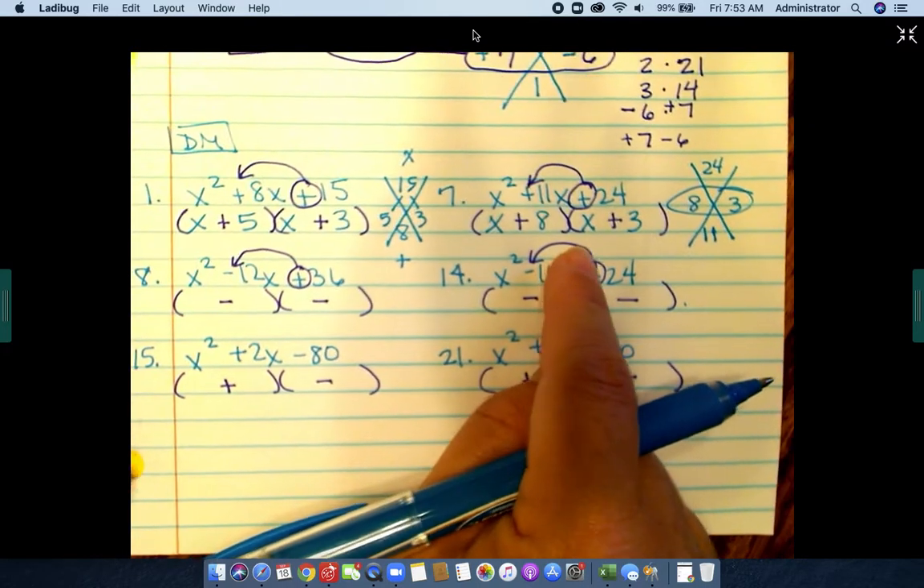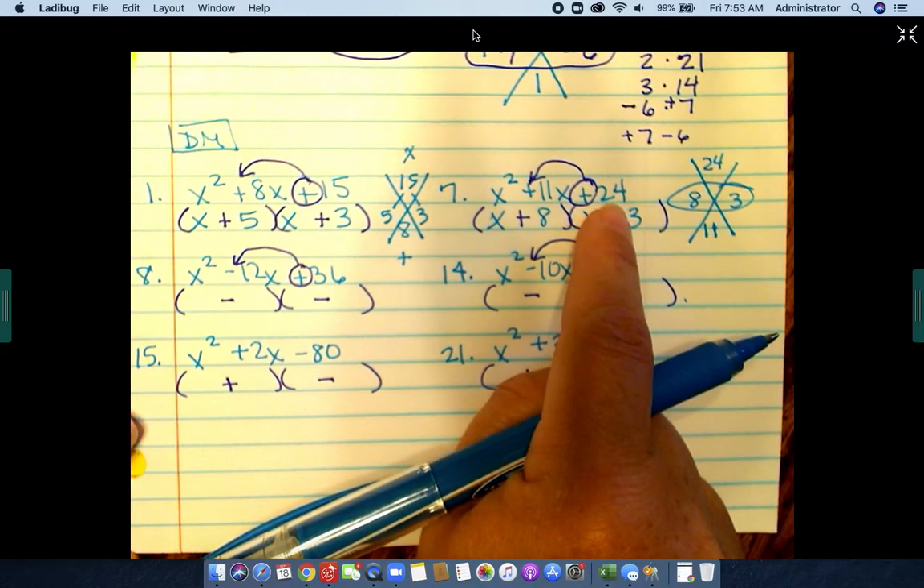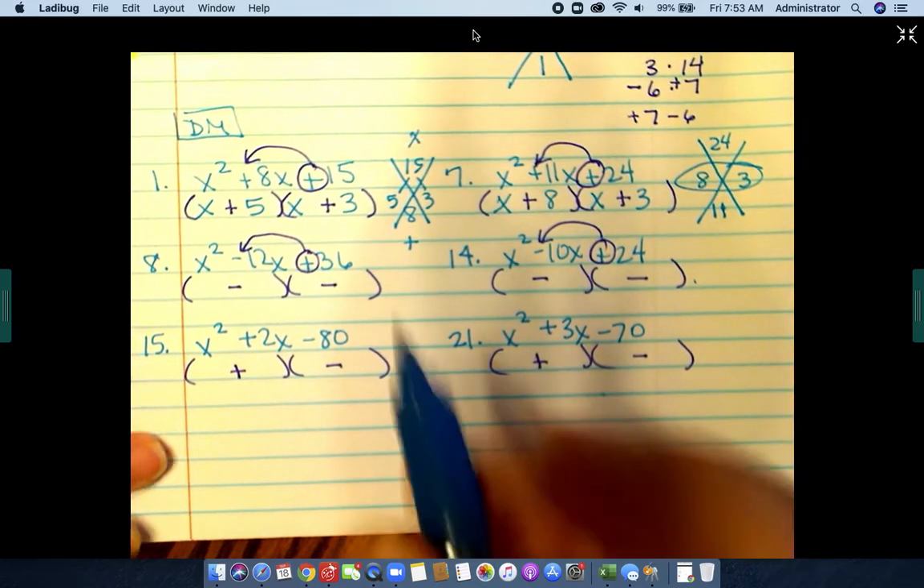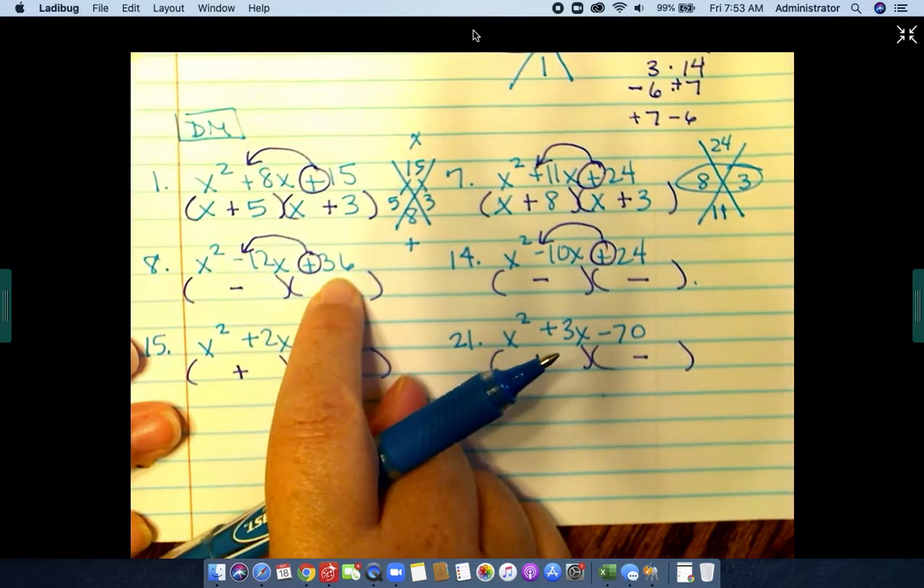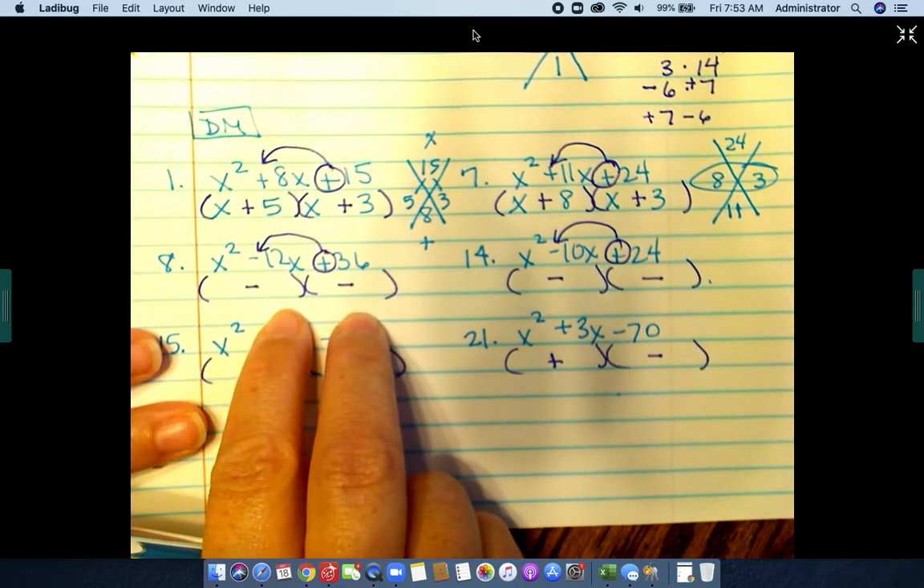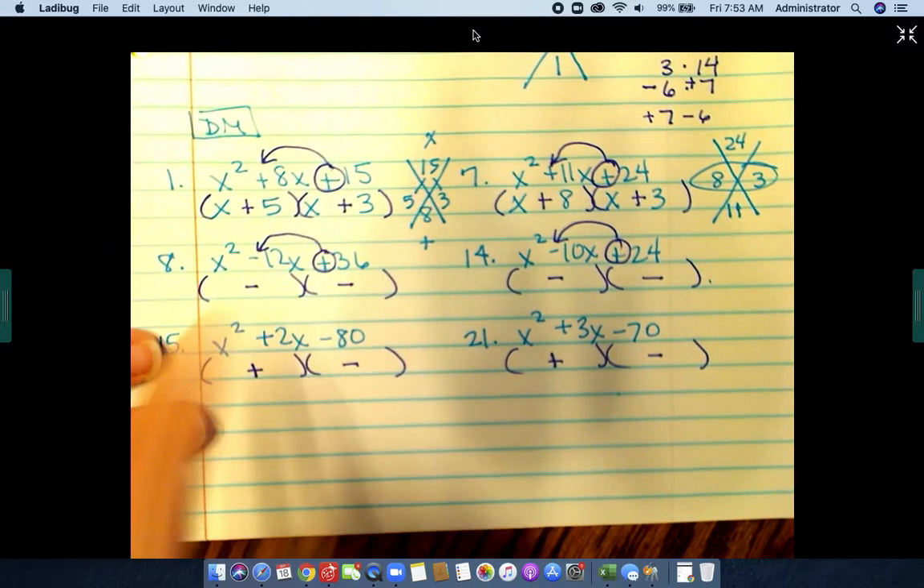And then there's going to be other ones that just make you think a little bit about what are all the possible factors that I can use to multiply and get 24. That's all. For number 8, again, whether both are positive or both are negative, you're going to add the factors to get the b value.